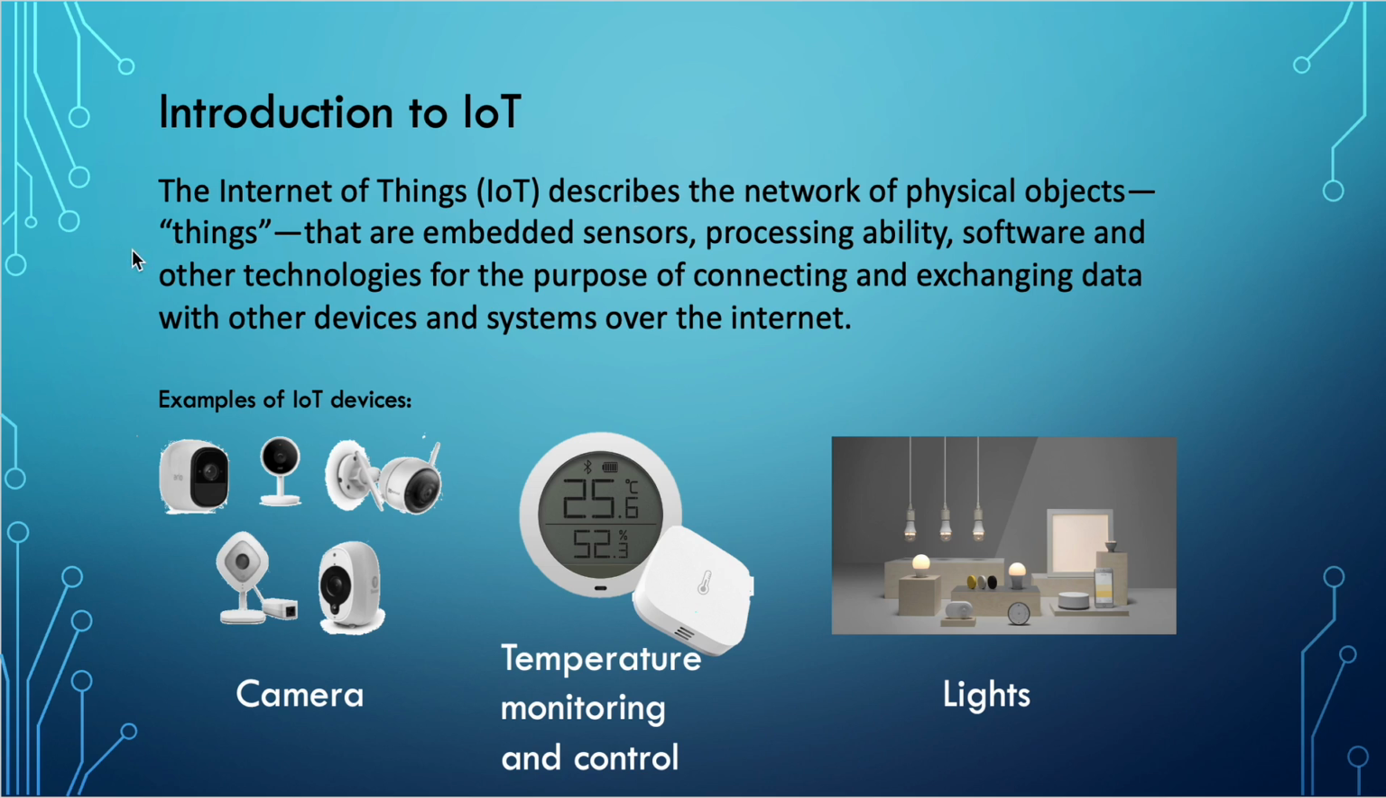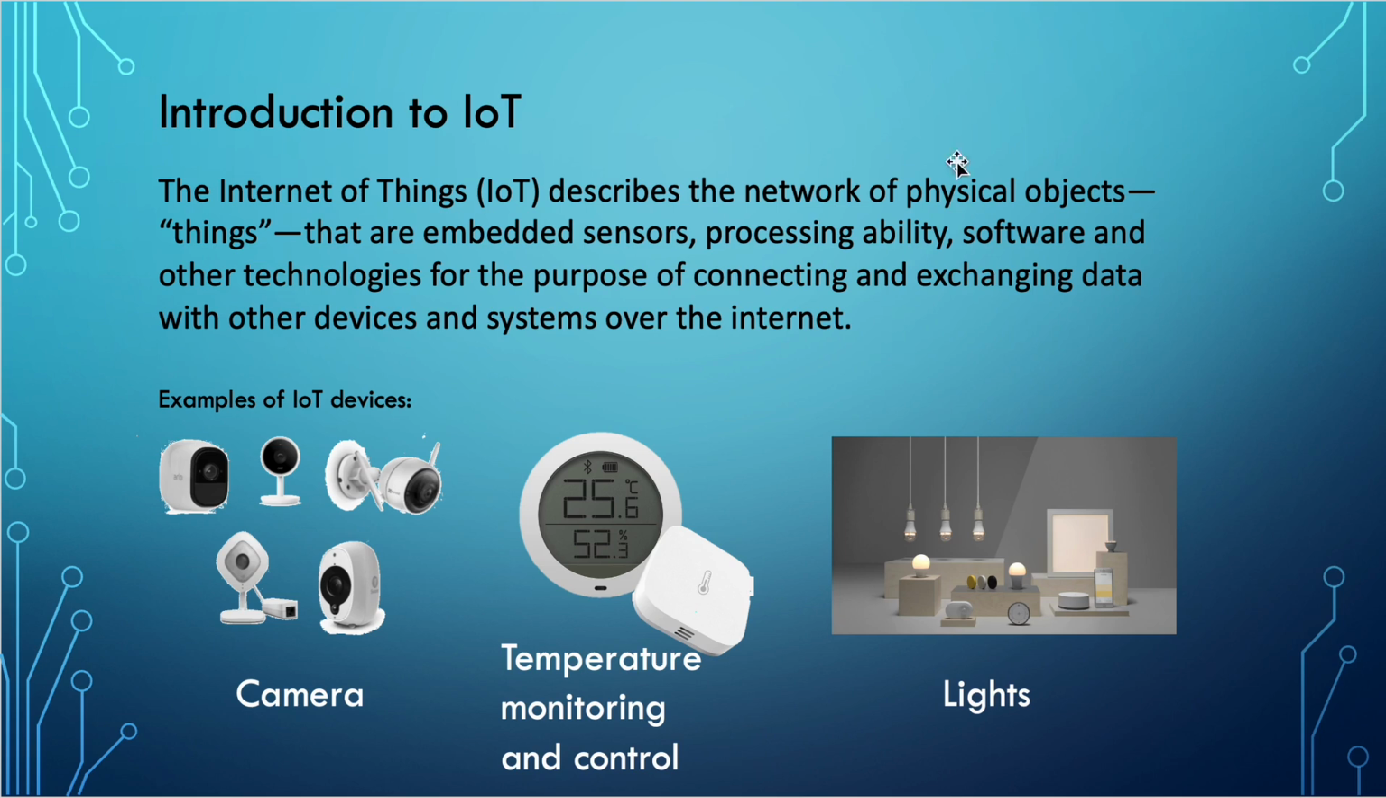Let me go through that again. The Internet of Things describes the network of physical objects that are embedded with sensors, processing ability, software, and other technologies for the purpose of connecting and exchanging data with other devices and systems over the internet. This is the basic description of IoT.